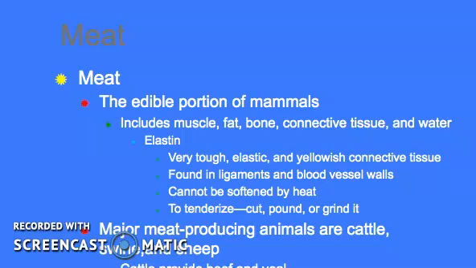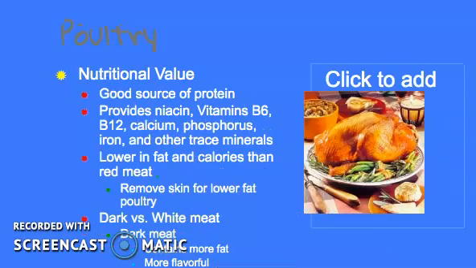The major meat producing animals are going to be cattle, swine, and sheep. Poultry are birds, basically, so chicken or turkey.